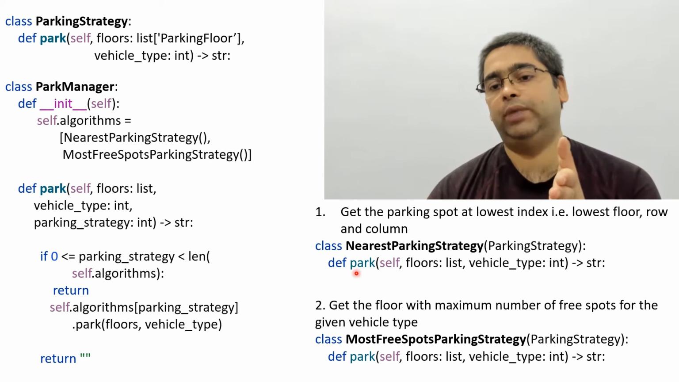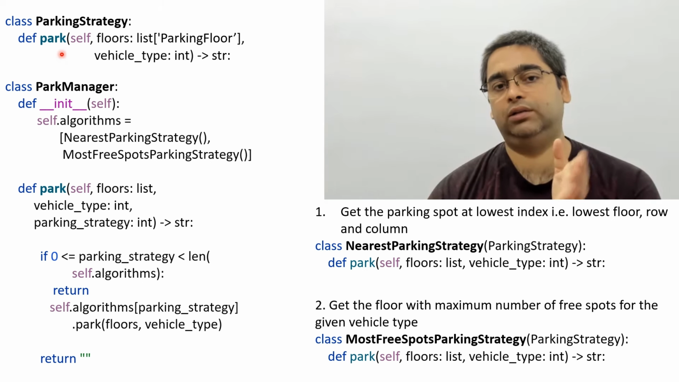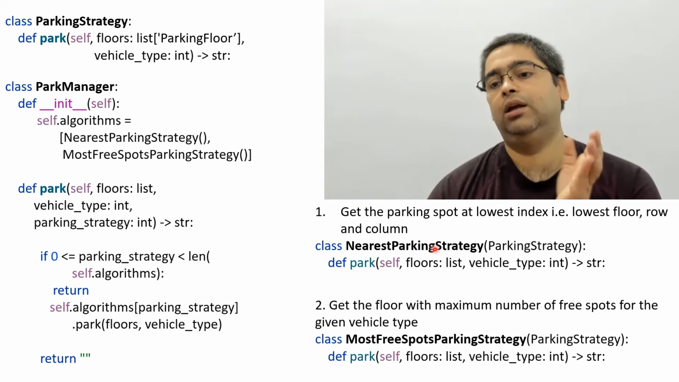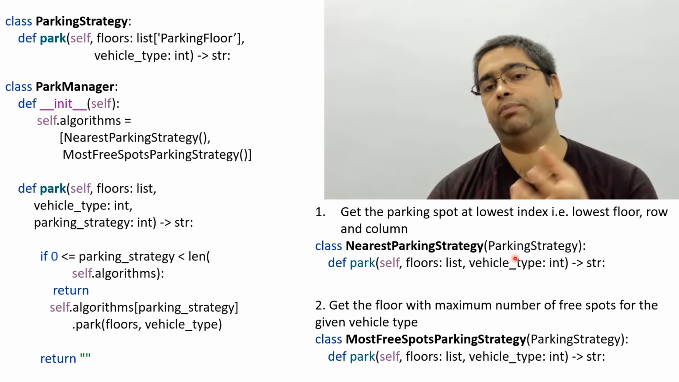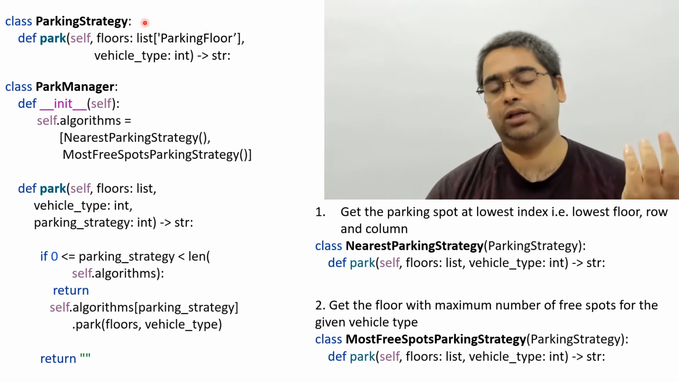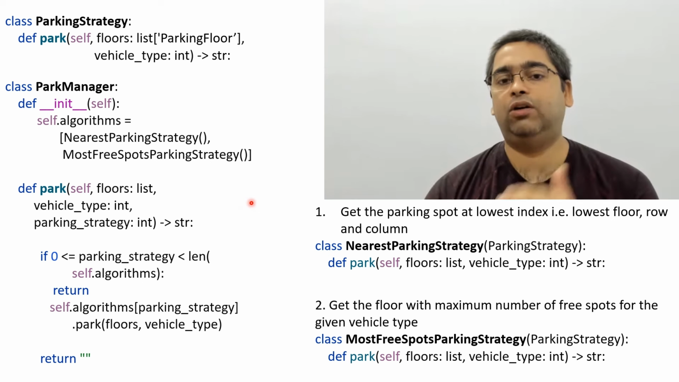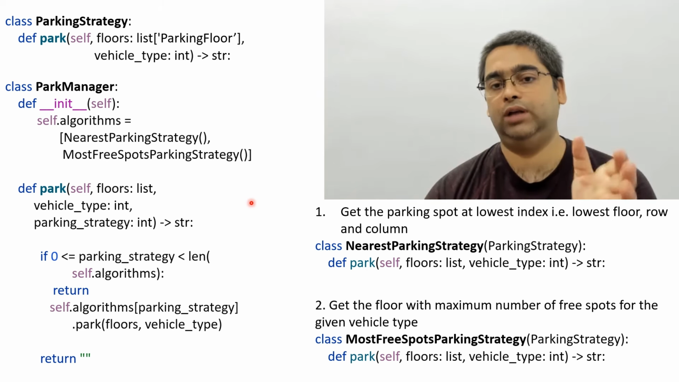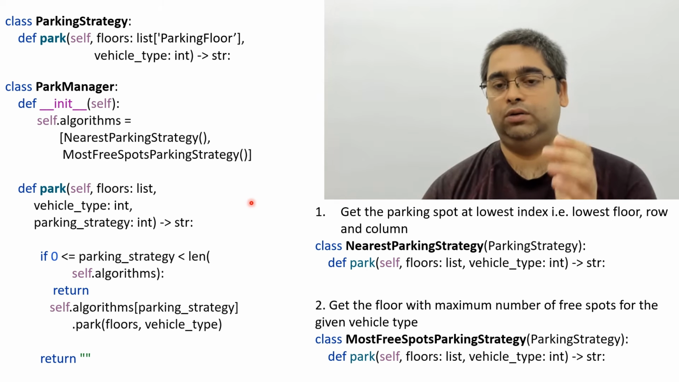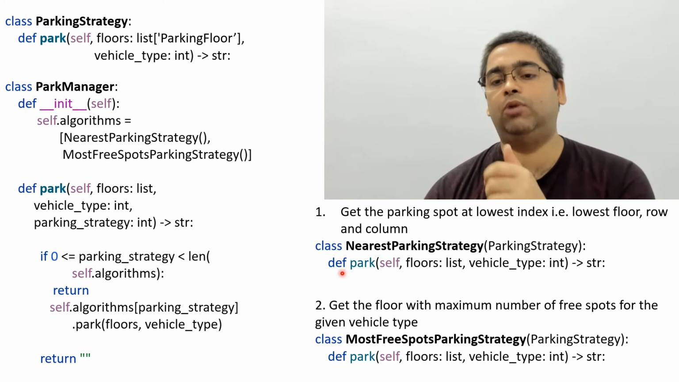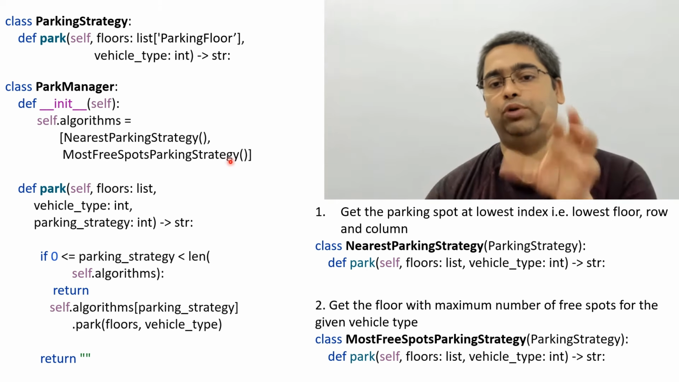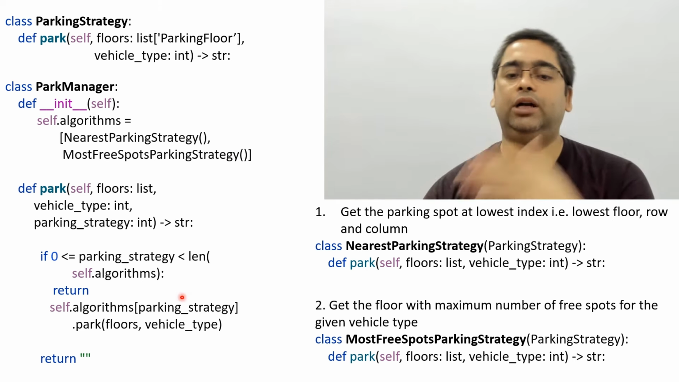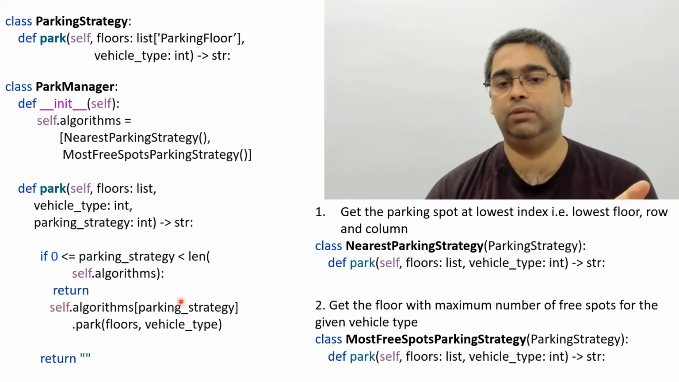Both the algorithm classes are going to have the park method implemented because both follow the same parking strategy superclass. The first benefit of doing all this is that it is very easy to add new algorithms. Why? If we need to add a new algorithm, all we have to do is add a new class and put its object here, and at runtime its park method will automatically be called.